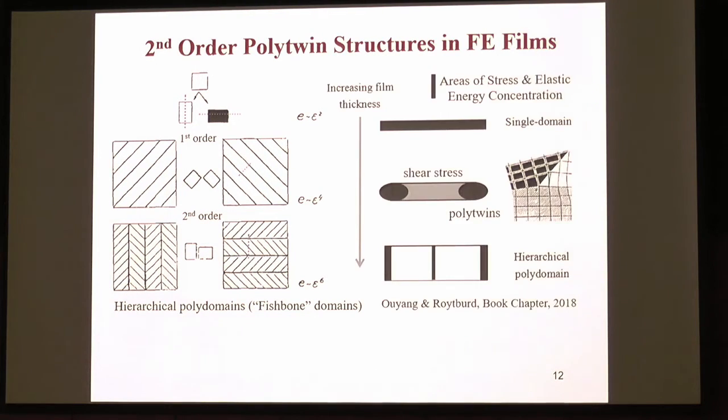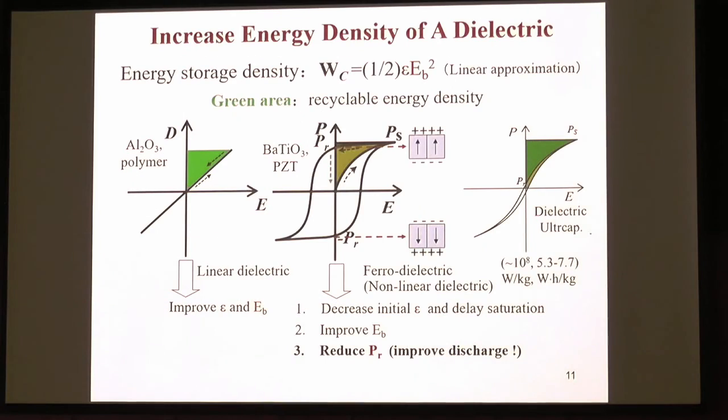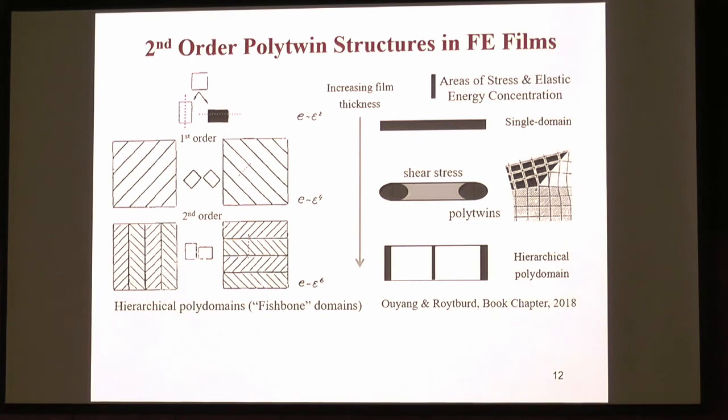We know that formation of domain is a mechanism of reducing long-range stress. If you grow only a single variant, you have huge stress. I use a color to represent the intensity of the stress. So single variant, huge stress. If you grow first order domains, you eliminate most, but not all the stress. You still have some residual stress, in this case, in the film.